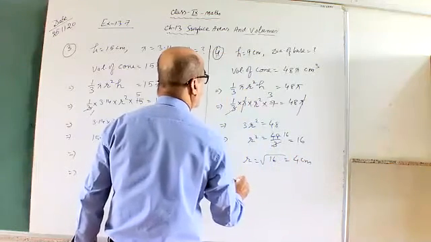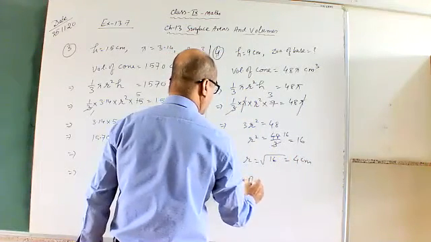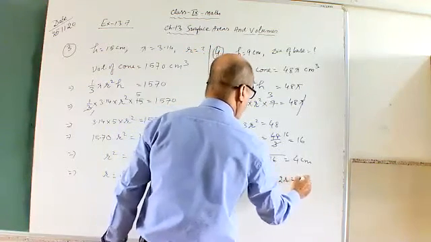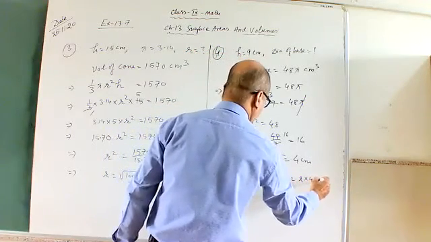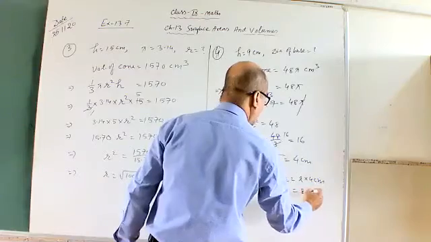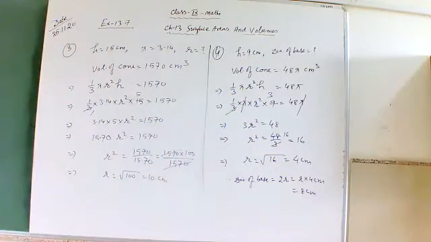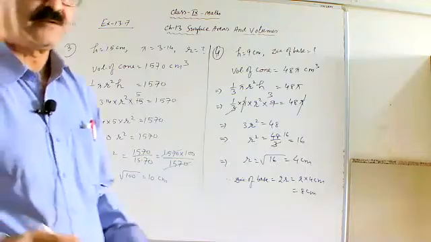So therefore the diameter of the base will be equal to 2r. So 2 into 4 centimeter, that will be equal to 8 centimeter. So the diameter of the base is 8 centimeter. Right?